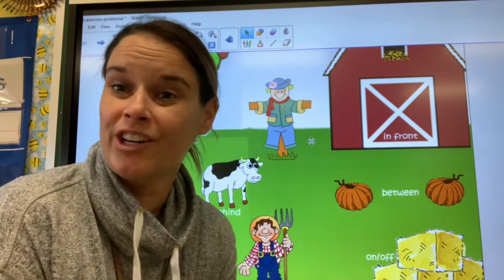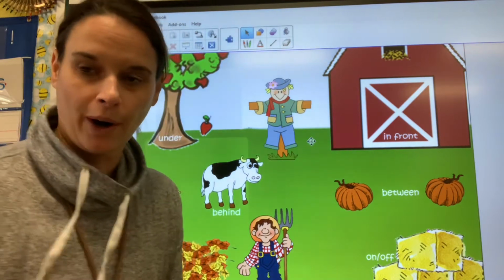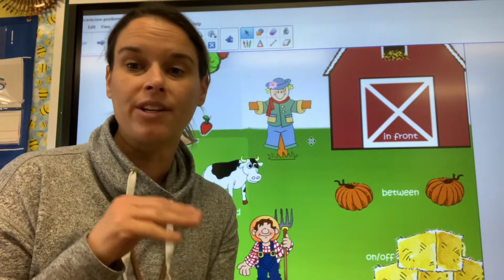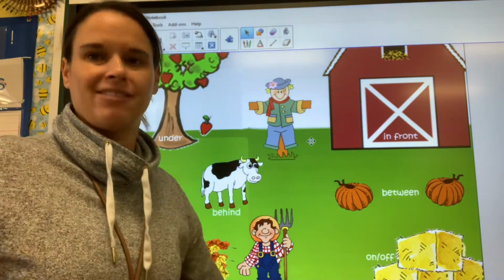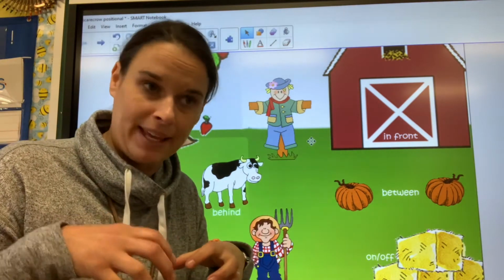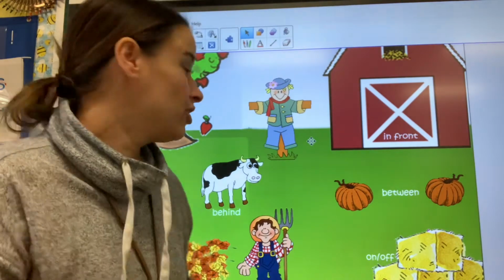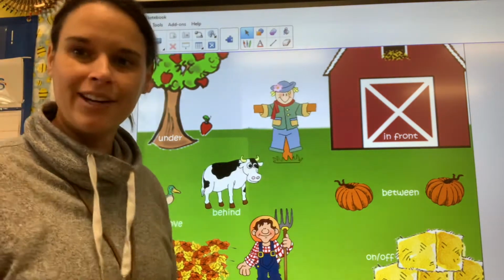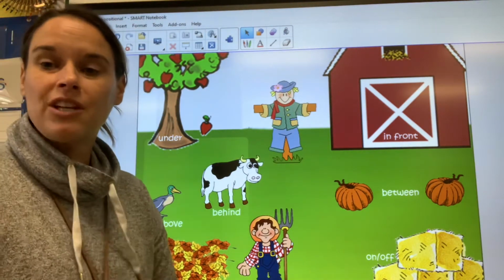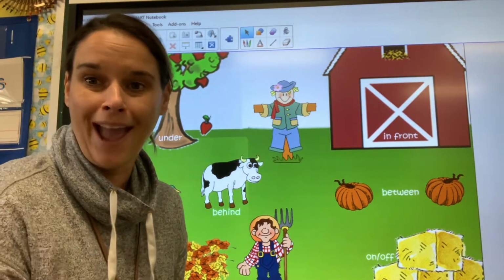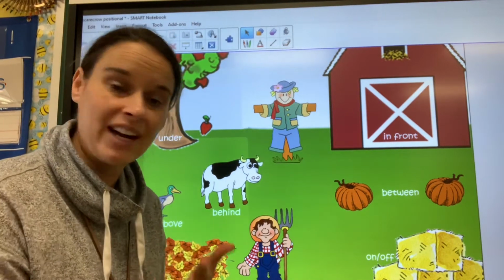Today for math, we're going to talk about something called positional words. And that's when we tell where something is. Like if something's inside of something else, or on top of, or below, or next to. We're going to do that with a scarecrow. See my little scarecrow here? He's on the farm. And we're going to talk about different places where I can put the scarecrow, okay? And then you're going to go on Seesaw and do something very similar.